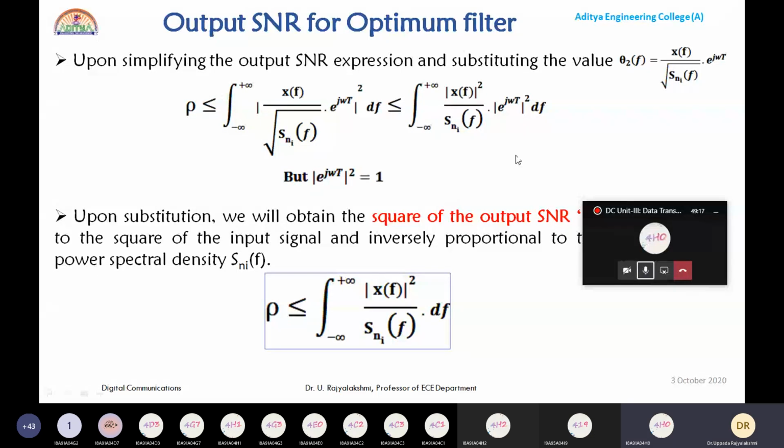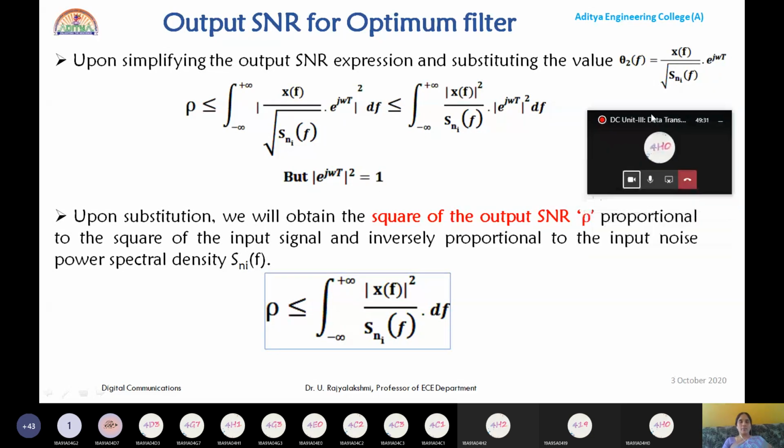So e power j omega t, very good. Cos theta plus j sin theta. If you square that magnitude, it will be cos square theta plus sin square theta, so you will get it as 1. Okay, thank you. So directly I substituted the value of e power j omega t square as 1, because as I said, the magnitude of e power j omega t square will be 1.